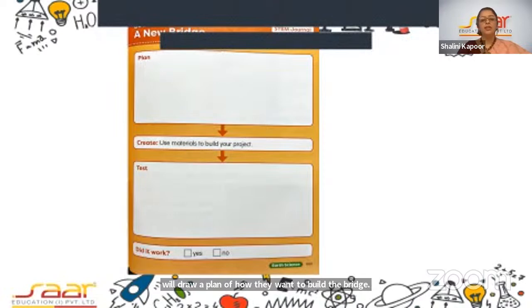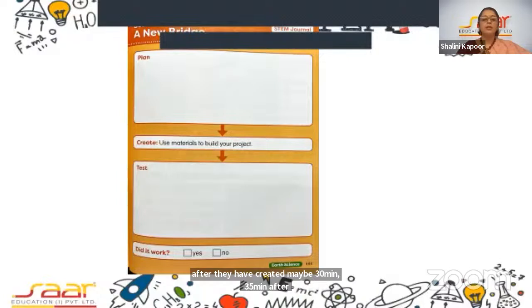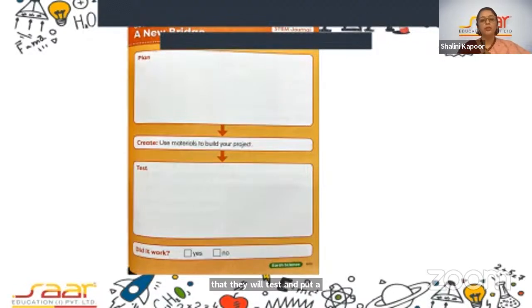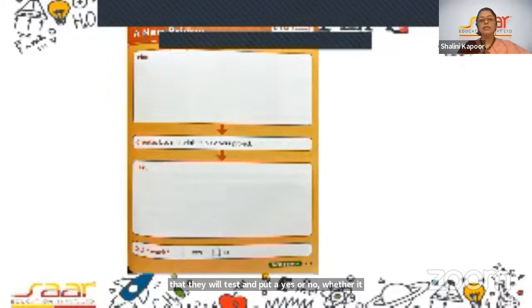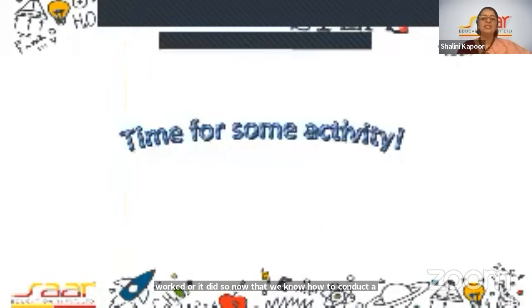And then after they have created, maybe 30 minutes, 35 minutes, after that, they will test and put a tick for a yes or no, whether it worked or it didn't. So now that we know how to conduct a STEM class, teachers, you will be the students, and it is time for you now for some activity. So the challenge is all yours.